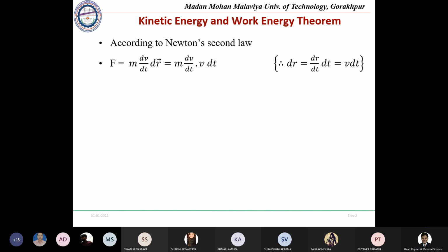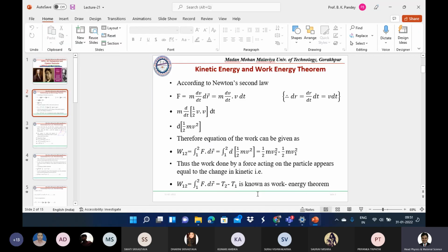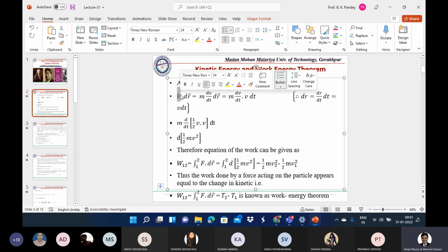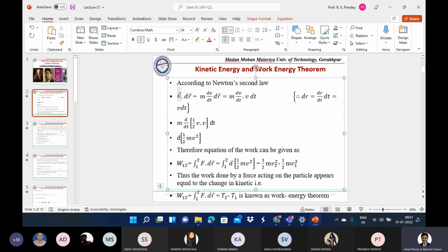Yes, sir. Only this is the mistake here, and you should write it as vector F dot dr is equal to m dv upon dt into dr. Here we must have the equation like this. Now it is correct, although this is in the form of vectors, so it is better to write it like this. So I think now it is right.